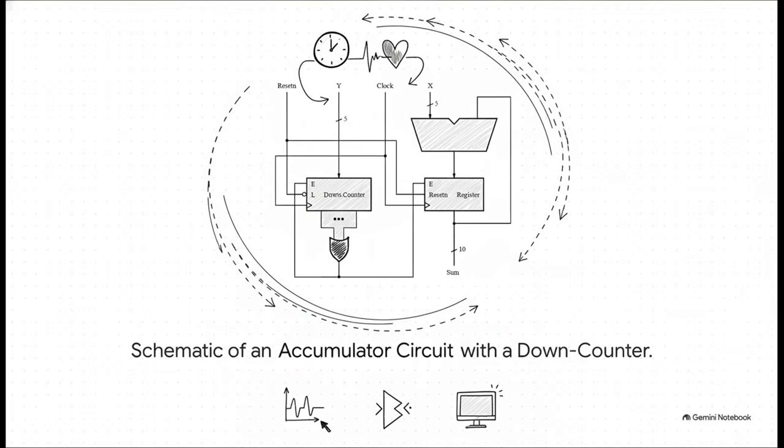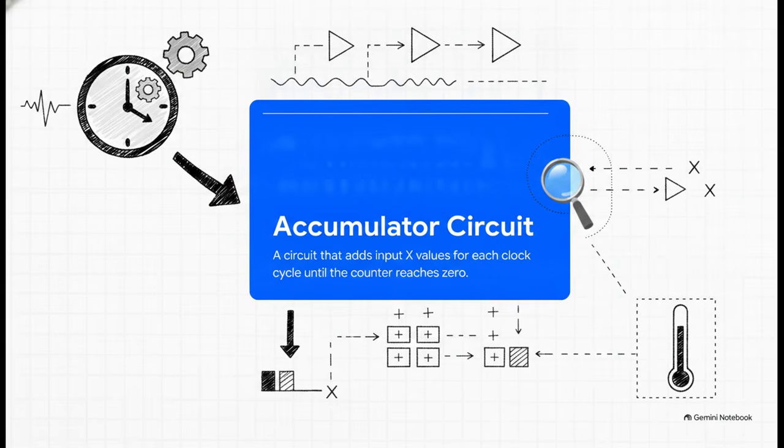Take a look at this schematic of an accumulator circuit that uses a down counter. Notice the clock input driving both the register and the down counter. This introduces a physical loop, meaning this circuit relies on a continuous, pulsing heartbeat to function properly. The entire purpose of this accumulator circuit is to add the values of input X for every single clock cycle, just continuing to accumulate that sum until the down counter hits 0. Simulating this requires way more than just pushing static numbers at specific times. We now have to simulate an ongoing, perfectly timed clock signal right inside our test bench.